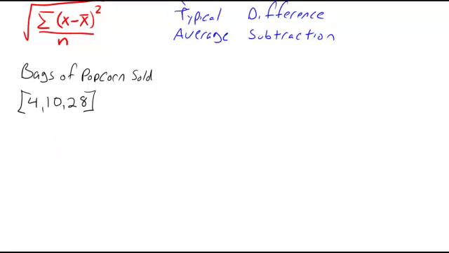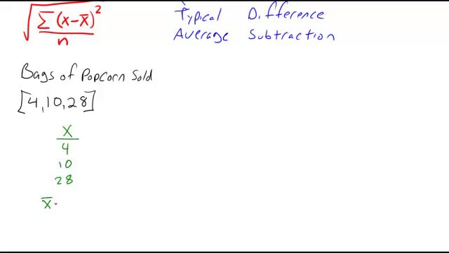Alright, so let's do an example. I have bags of popcorn sold. Maybe some kids sold some bags of popcorn. What we're going to do is find the typical difference, the standard deviation of this little data set. I want to start with my x values. So my x values are just each piece of data inside of my data set. So 4, 10, 28. Remember, my deviation is all deviations from the mean, so I have to find the mean.